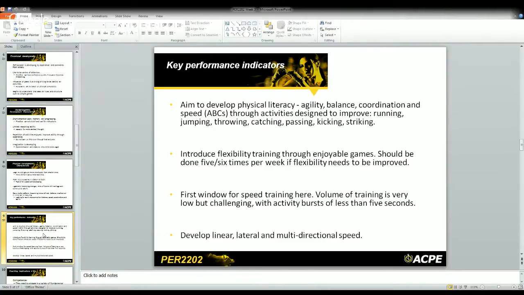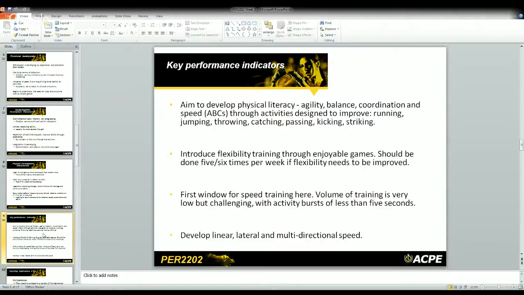Introduce flexibility training through enjoyable games, 5 to 6 times if flexibility needs to be improved. Even at this stage, kids are generally quite pliable. You'll see they're happily eating their toes at this point. They can still change, but it's good to get them in the habit of doing this flexibility, so that when they get old, like the rest of us, and that elasticity starts to dwindle and decrease, and we need to work on our range of motion.